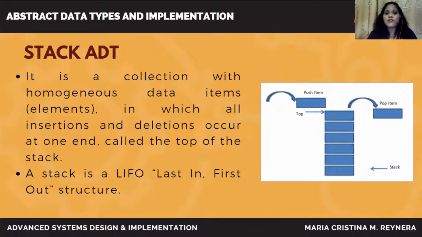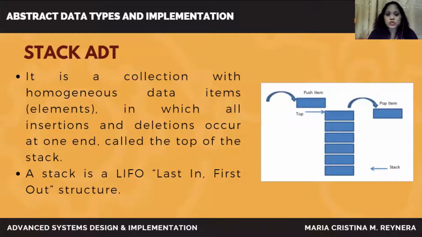Now let's take a look at the next ADT, what you call the stack ADT. So stack ADT is a collection of homogeneous data items or elements in which all the insertions and deletions occur at one end. We call it the top of the stack. And the stack is a LIFO process, or last in first out structure. So when we're studying this, we came to know that the data are stored in the nodes of the data type. So in stack ADT, instead of the actual data, the nodes store pointers to the data.